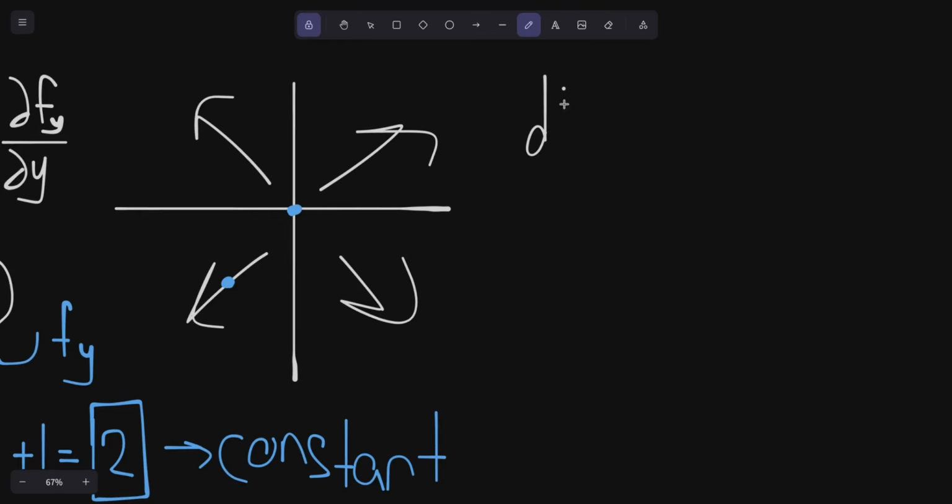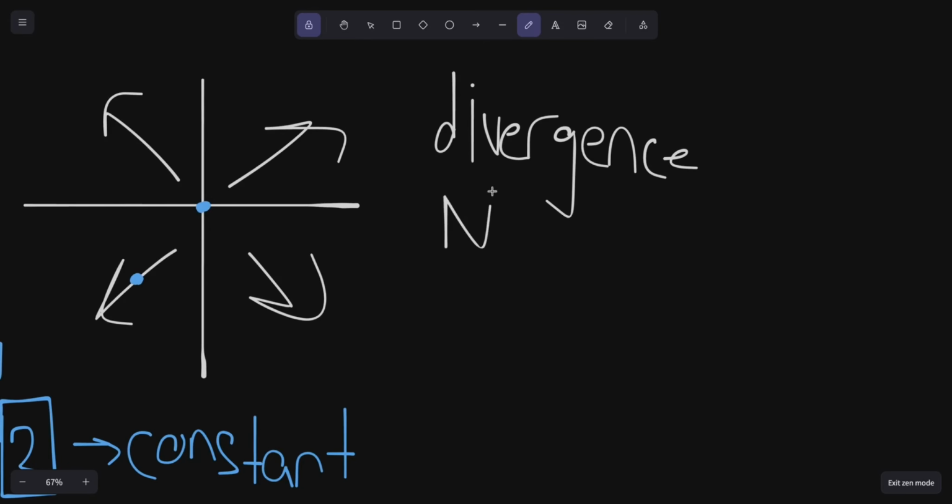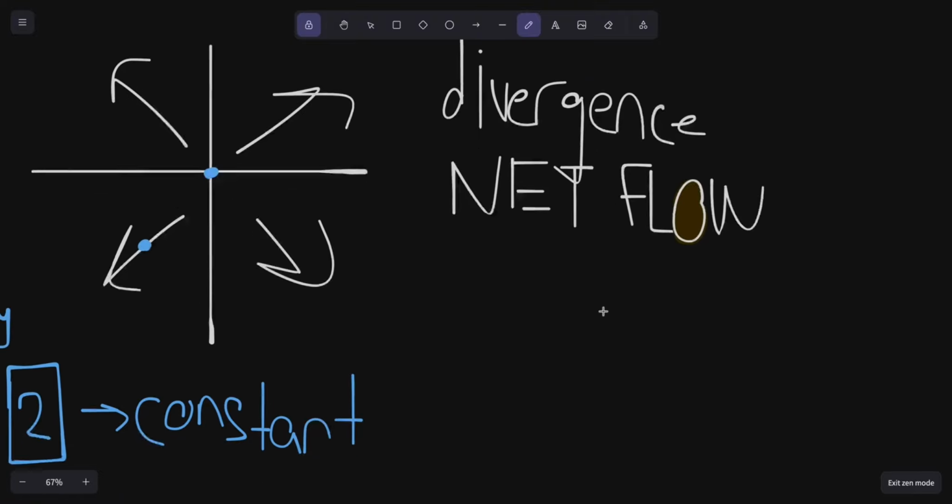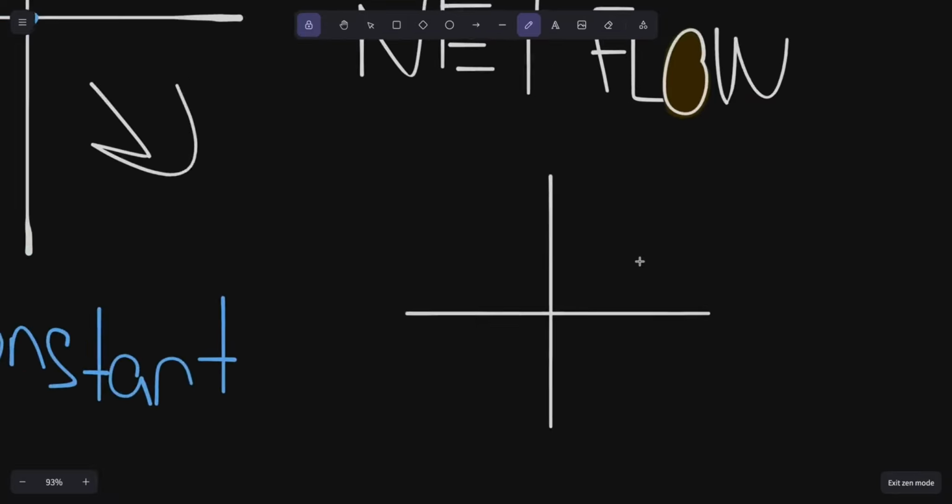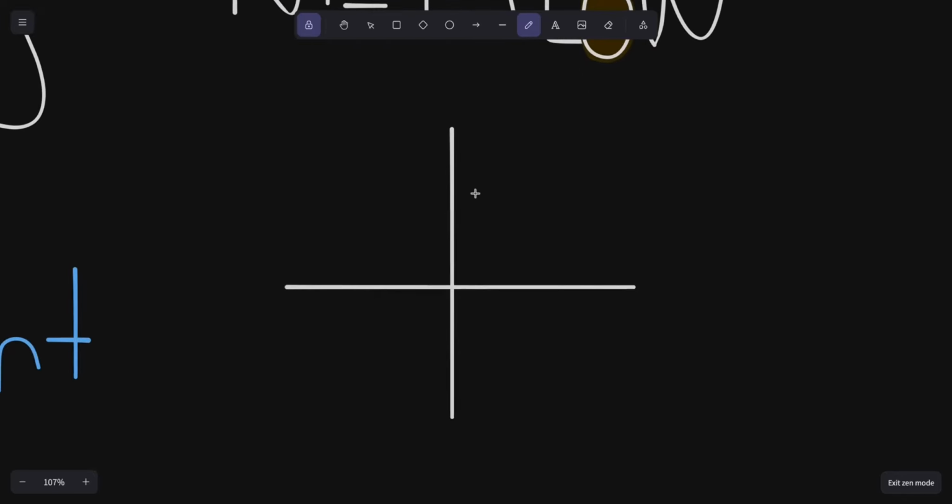So divergence measures sort of net flow. This is the key idea. All right. So let's say I have a simple example. Let's say I'm looking at this point right over here, there's a vector coming into this point, and there's this vector going out of this point. Now, what do you notice about the divergence of this? Would you say the divergence is positive or negative? Well, the divergence of this point would actually be positive.